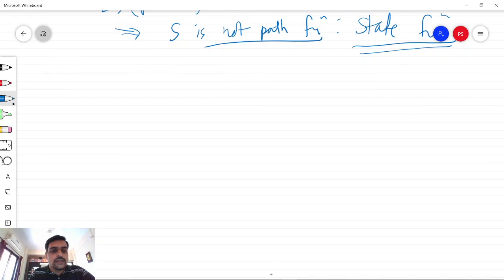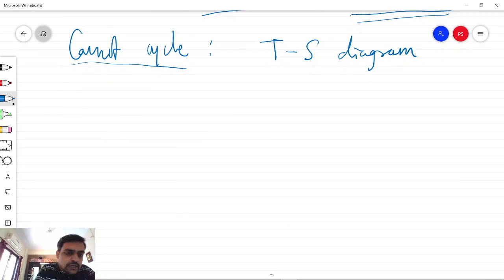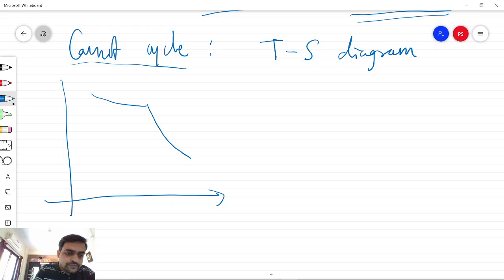Now, as an exercise, just try to understand the Carnot cycle, which we have already studied, using a temperature entropy diagram. Just for a comparative study, let us redraw the Carnot cycle as it has already been studied.